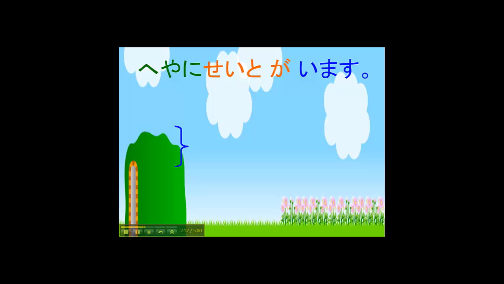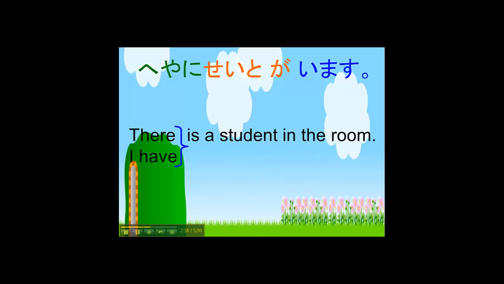Now we're going to change the sentence so that it's talking about an animate object. That's a 生徒, a student. 生徒がいます. There is a student, and here we've got our location. Again, it's 部屋, that means room, and that's where you brush your hair. There's your location particle に. 部屋に生徒がいます. And here's the translation. Either there is a student in the room, or I have a student in the room.